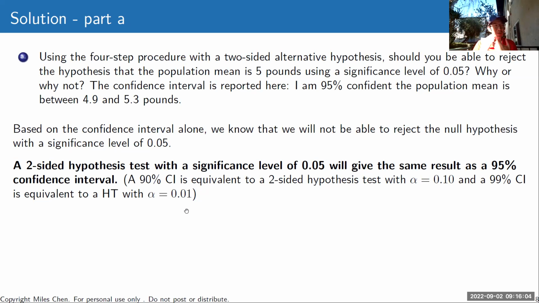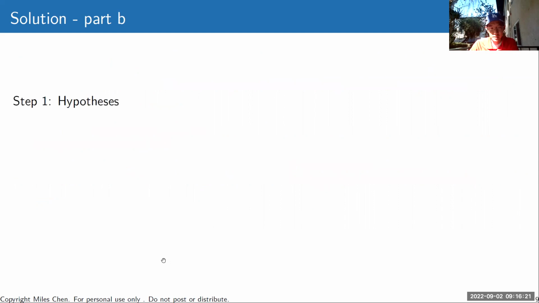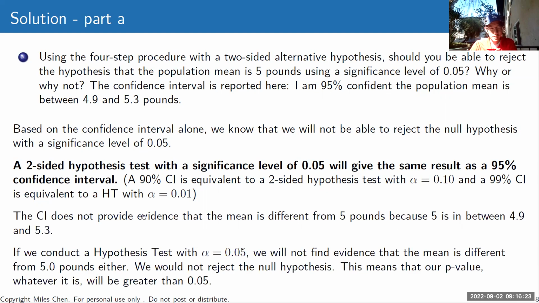So whatever two numbers add up to 100%, you're going to get the same answers when you do a hypothesis test or confidence interval. So the confidence interval did not provide evidence that there's a difference from 5, and therefore the corresponding hypothesis test will also come to the same conclusion. We don't have evidence that it's different from 5 if we're using alpha equal to 5%.